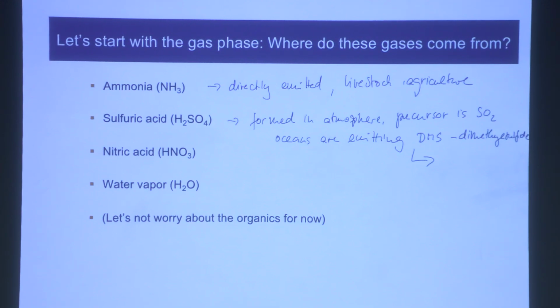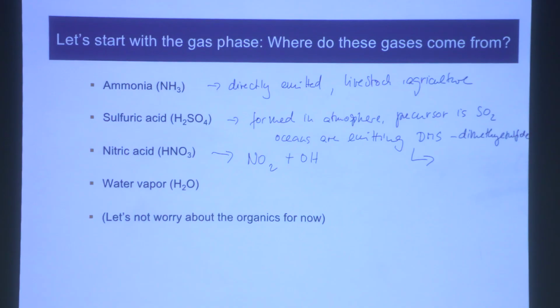And that DMS can react and form SO2, right? So the sulfur cycle has different components, and one of them actually involves the ocean. Nitric acid, to form that, we need NOx, NO2, and the hydroxyl radical.